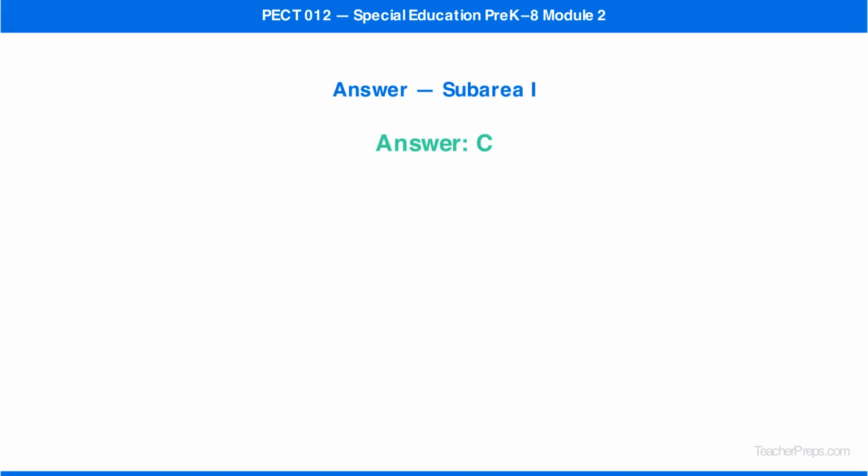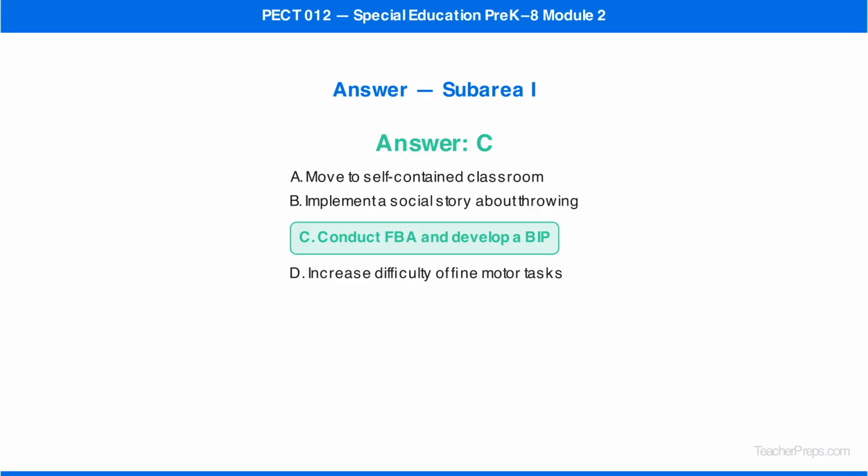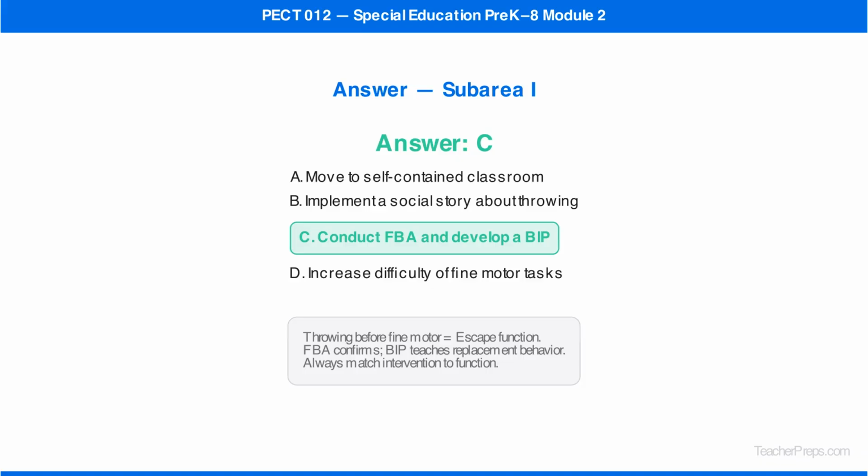The correct answer is C. Conduct a functional behavior assessment to identify the function of the throwing behavior and develop a behavior intervention plan. The pattern described, throwing consistently before fine motor tasks, strongly suggests the behavior functions as escape. The FBA will confirm this hypothesis and guide the BIP to teach a replacement behavior. For example, teaching the student to request a break or signal that the task is too hard.